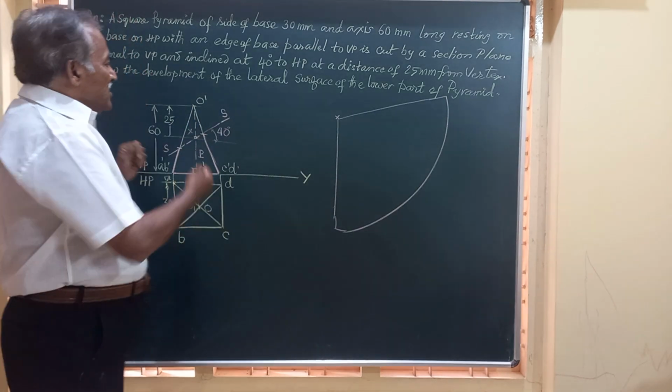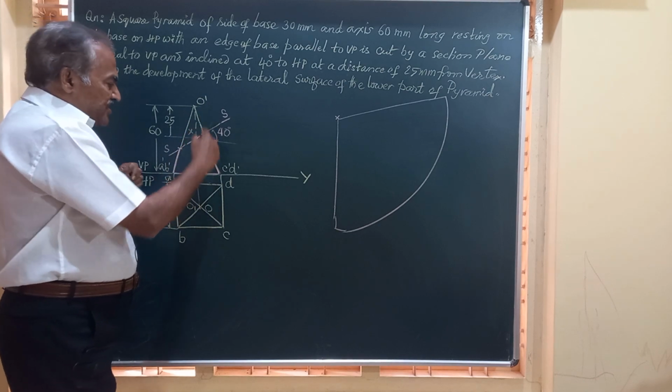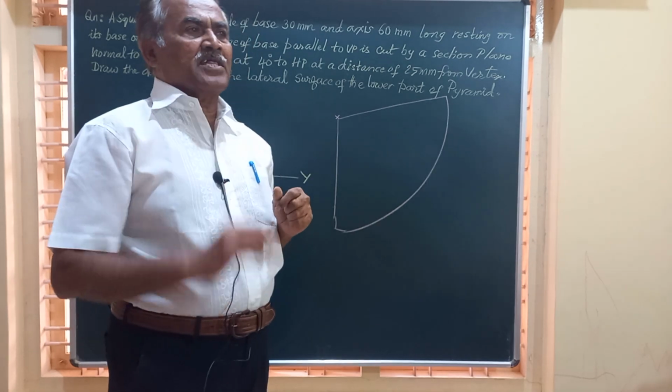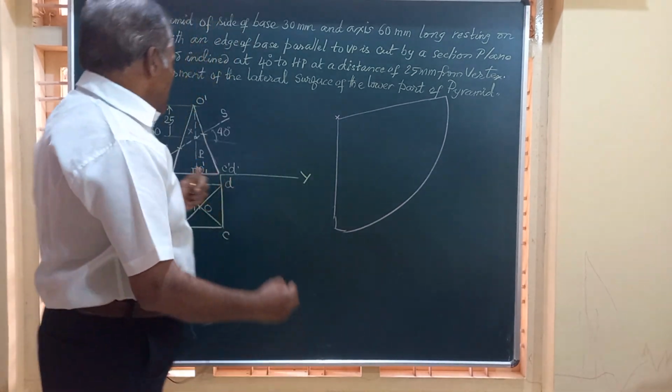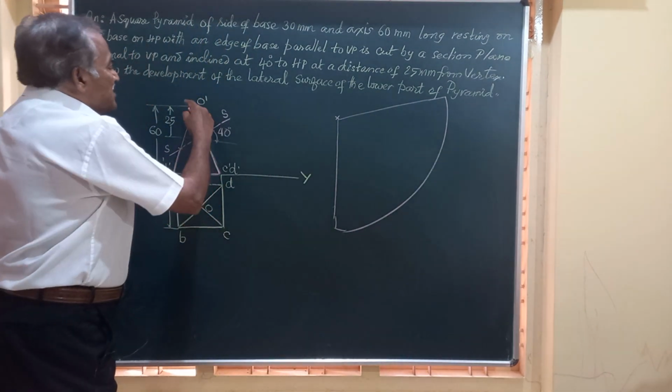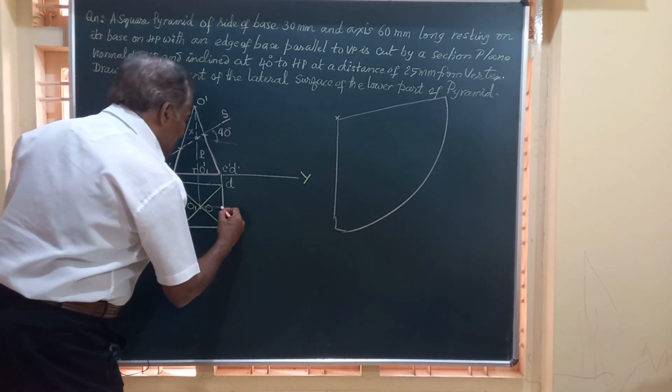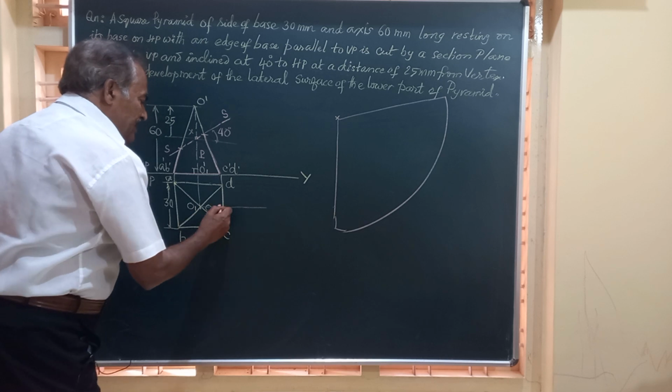That is to say, none of these four vertical edges, OA to OD, represent the true length. So what is to be done in that case? Friends, we have to make one such parallel to VP. So I just draw a horizontal line through here.